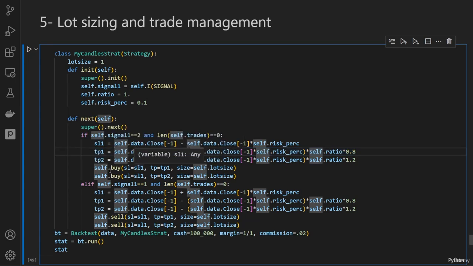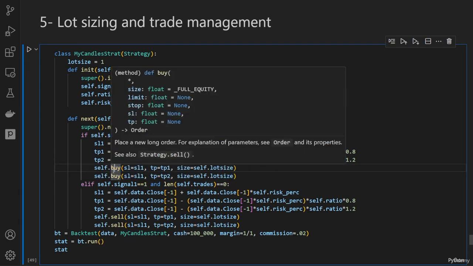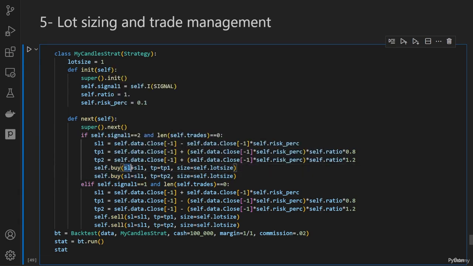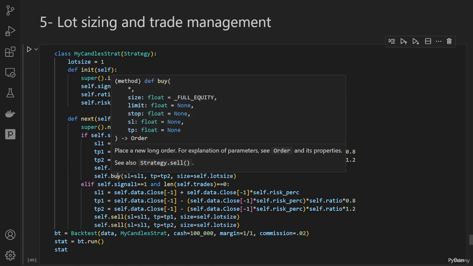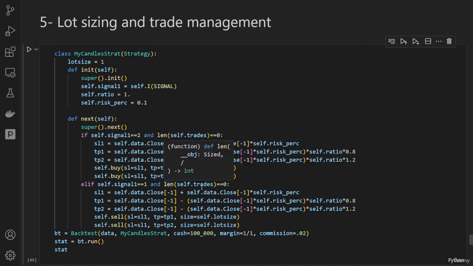So now to apply this, we're going to open two positions. When we have the signal, notice that I'm using this line twice. So I'm buying the first time with the stop loss SL1 and the take profit TP1. The size is equal to the lot size, which is 1 Bitcoin. And the second one is the same stop loss, but the take profit 2. So we have two take profits. And this is why in this case, for this type of backtesting, we used the lot size, because we need to fix it so it would be equal. So we would have two equal trades that are opened with two different take profits.